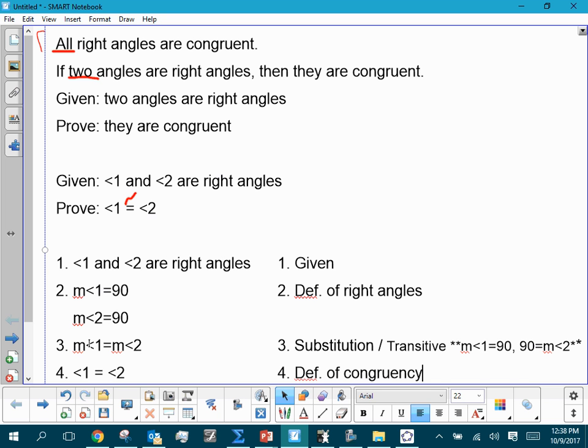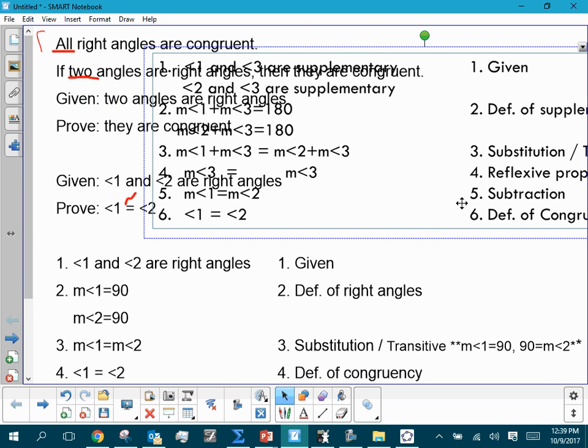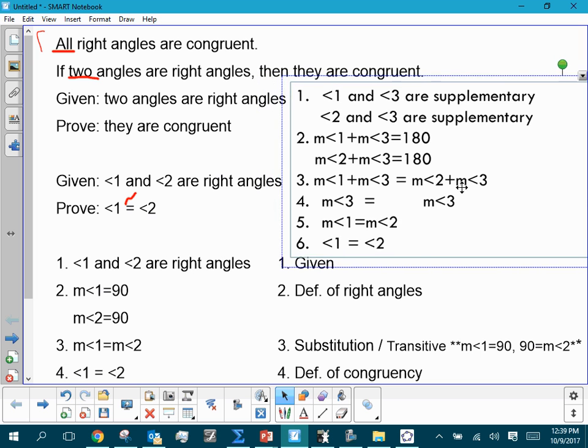Now my hope is, again, that you recognize that this proof, though it uses different definitions, is still extremely similar. Let's see if I still have it. Let's cut and paste here. There we go. It's still extremely similar to this proof.